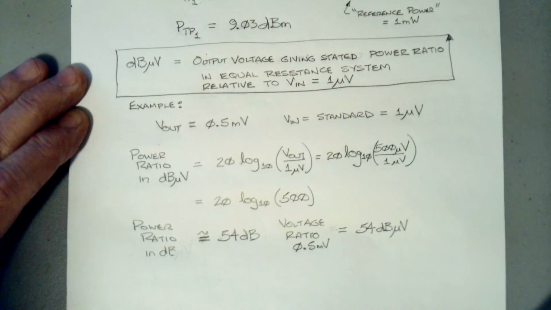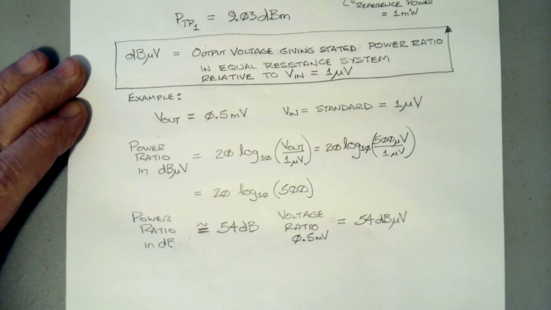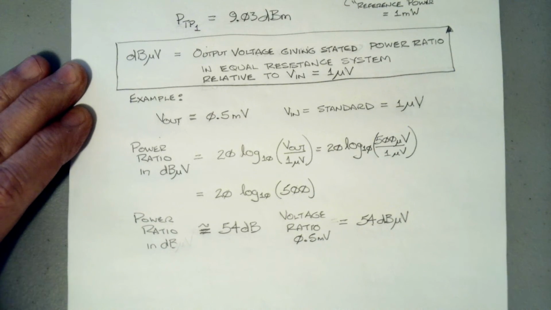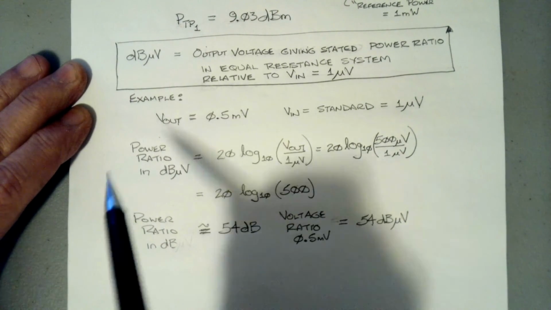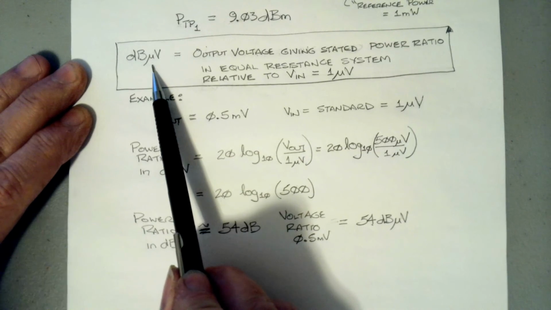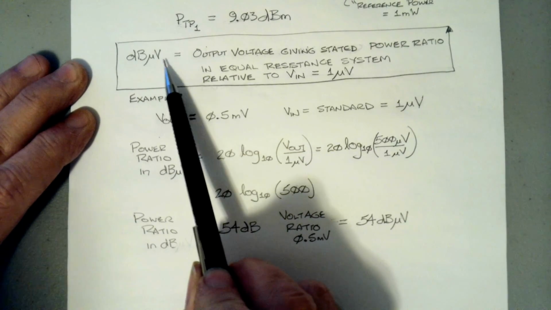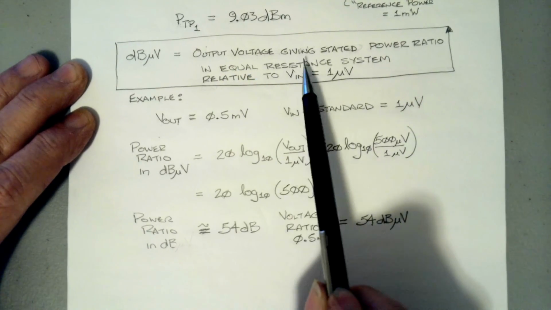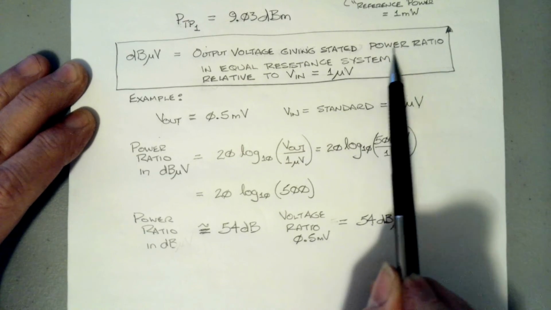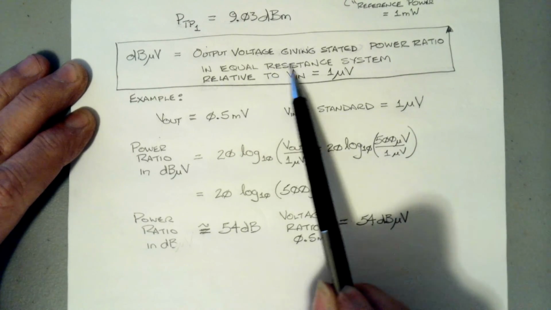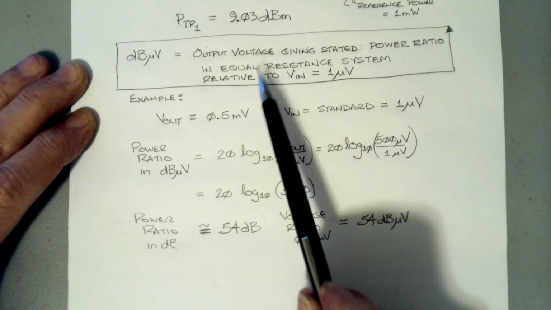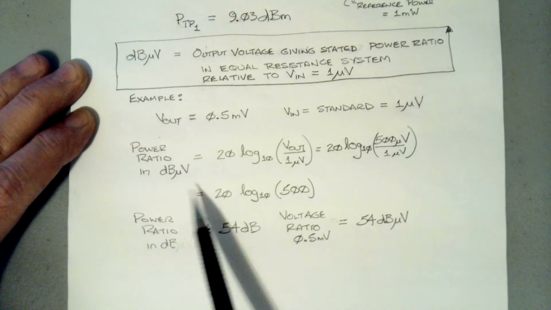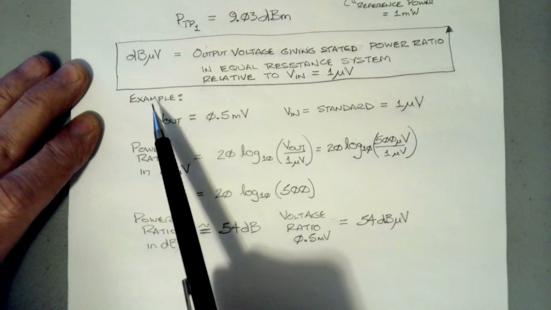This one's a little different. I think this one's just as important. Again, let Professor Millett take the lead here on what units he thinks are most important. dBµV, decibels relative to microvolts, shows up in another place, and it's not really a power so much as an output voltage giving a stated power ratio in an equal resistance system where Vin is 1 microvolt.